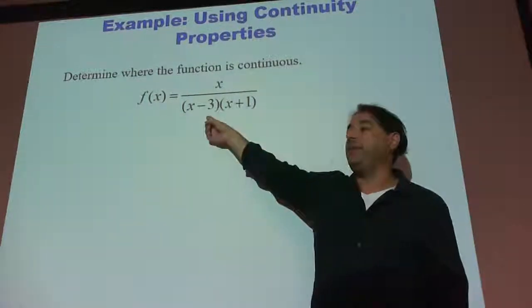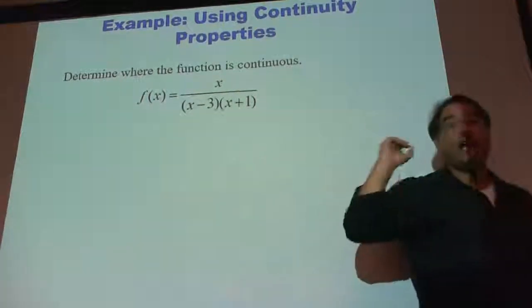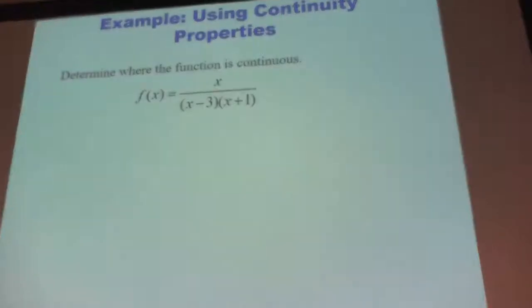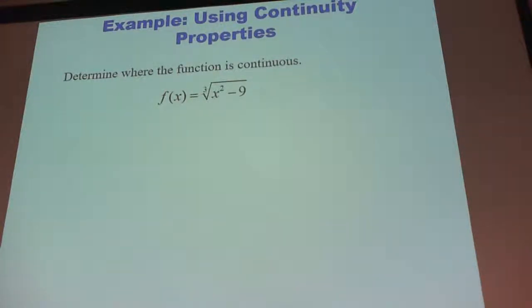So it's continuous except for 3 and, is it -1 or 1? -1. So this would be continuous except for 3 and -1. Why? It makes the denominator 0. That's the huge point that's coming through.